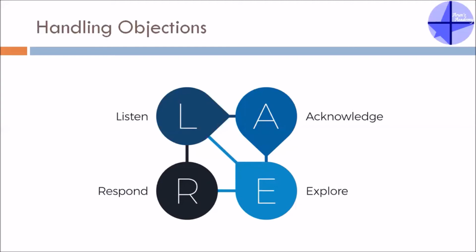Now you have to listen again. So go to listen, acknowledge, explore once more. Do this for 3 rounds, and once you are very clear about what is the objection, is when you have to go to respond stage and respond to his particular objection. Let's take an example for better clarity.